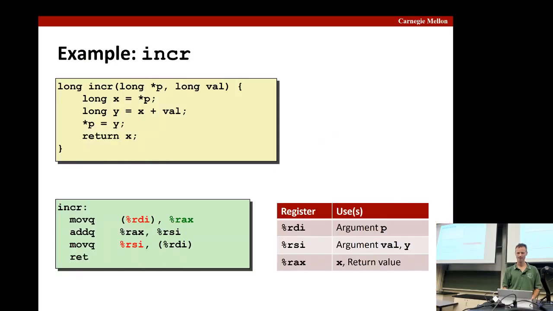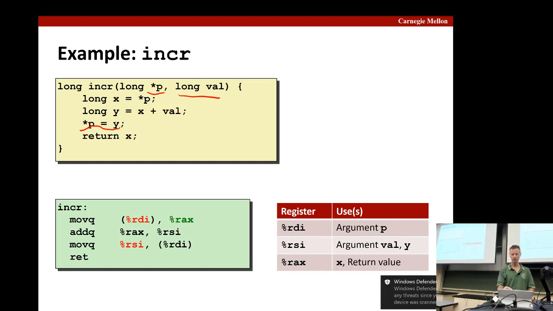Good. All right, so let's look at another example. In this example, you've got two arguments, and you're going to basically fetch the value in P and add it to this quantity val, and then store the result back in P. So basically, whatever's stored at location P is going to be incremented by the value of val.